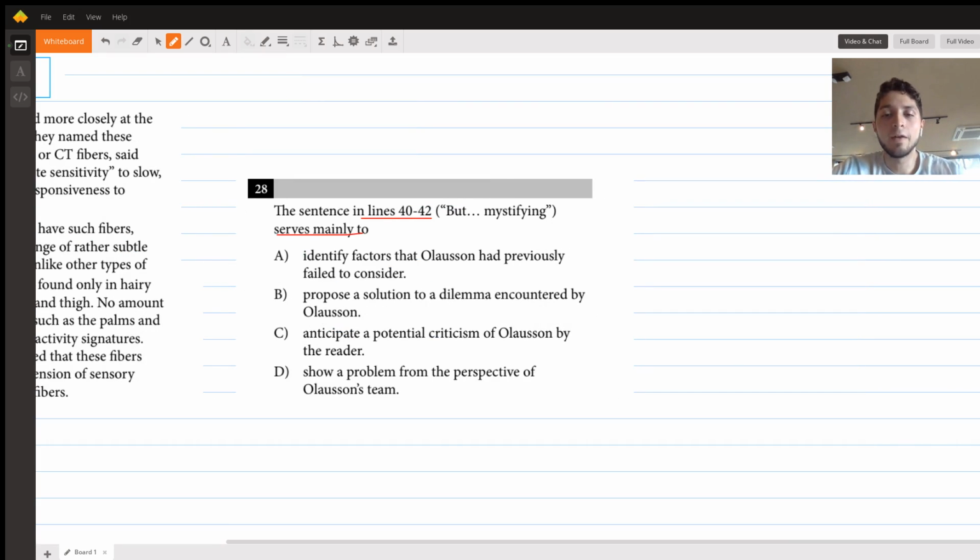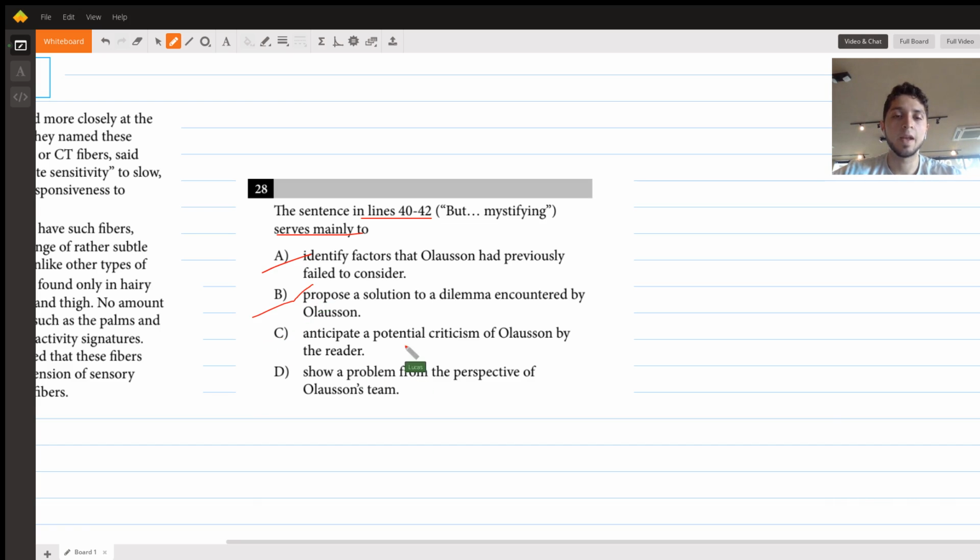A says, identify factors that Olausson had previously failed to consider. This is almost like they're already trying to solve the problem, and now Olausson is like, aha, I figured out we forgot to consider these factors, but that's not really what we have. It's more of a question starting from the beginning, so A is not a really good answer. B says, propose a solution to a dilemma encountered by Olausson. That doesn't make sense because this is not the solution proposed, this is the question being proposed, so we can also get rid of B.